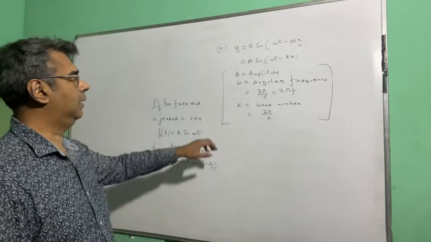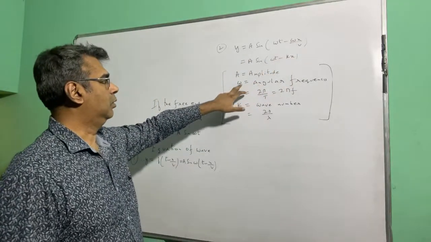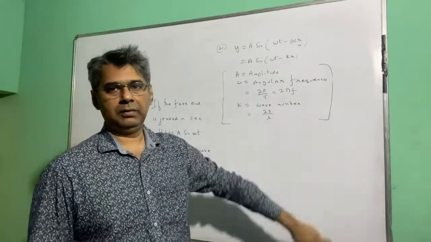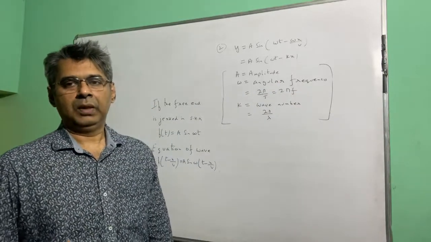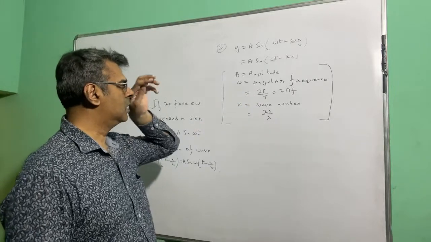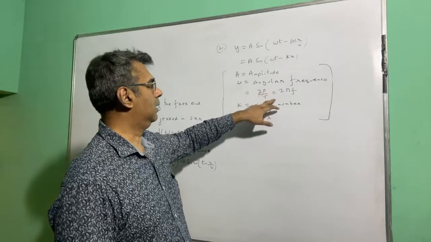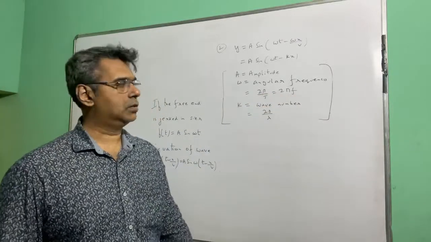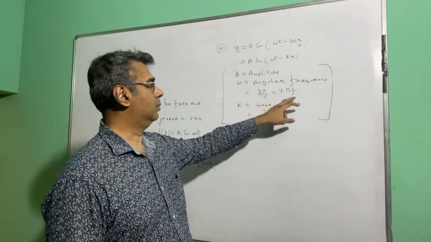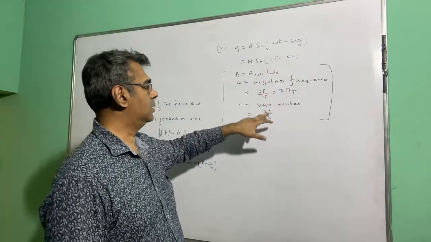Suppose I say A sine omega t minus k x, where k is omega by v, then omega, you know very well from simple harmonic motion knowledge, is called angular frequency. So angular frequency is 2 pi by time period, and 1 by time period is the frequency. So 2 pi by time period is 2 pi into frequency. And what is k? k is called wave number.